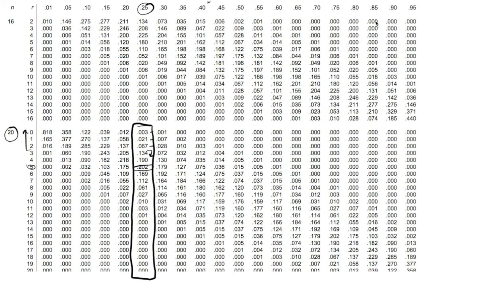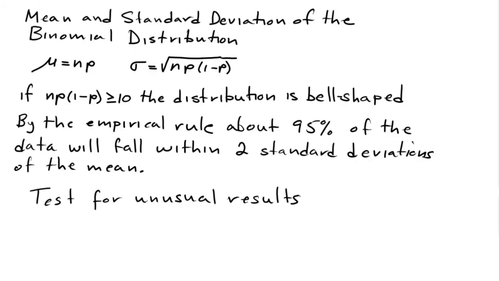Okay, so let's move on to what we can do in terms of determining the mean and standard deviation. If you have a probability distribution, you can calculate its mean and standard deviation. For the binomial distribution, the formula for the mean is just n times p, and the formula for the standard deviation is the square root of n times p times 1 minus p. No tables, nothing fancy. It really is just those formulas.